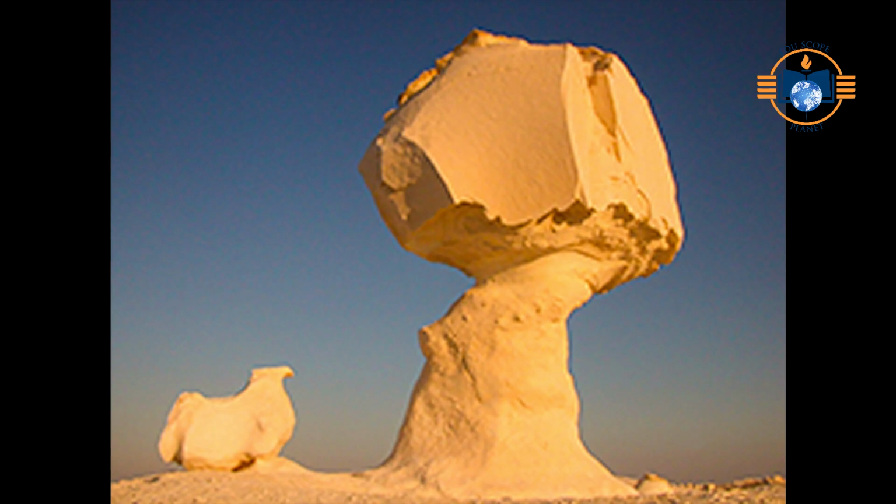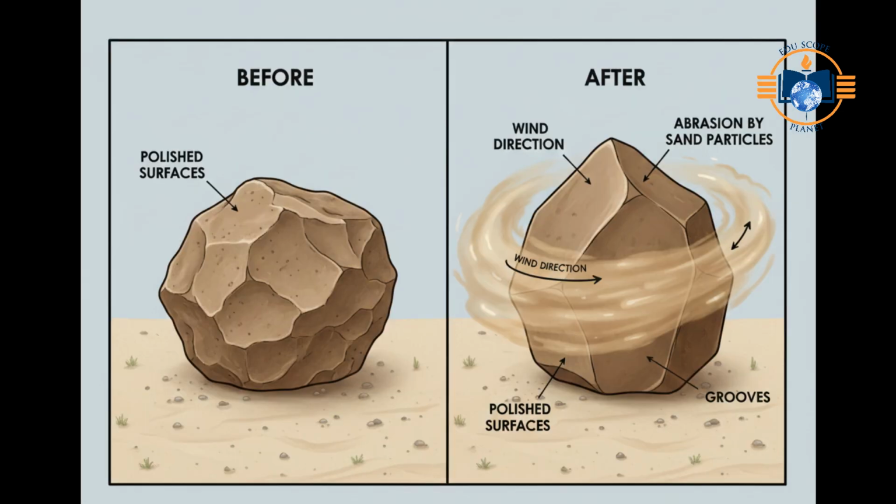Landforms created by wind erosion. Wind erosion produces several distinctive landforms. Ventifacts. Ventifacts are rocks or boulders that have been polished, grooved, or shaped by sand particles carried by strong winds. Continuous abrasion often gives them smooth and sharply edged surfaces.